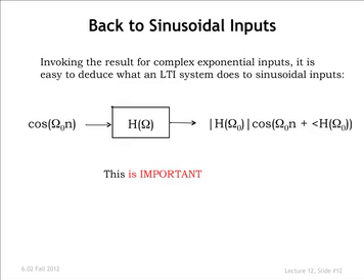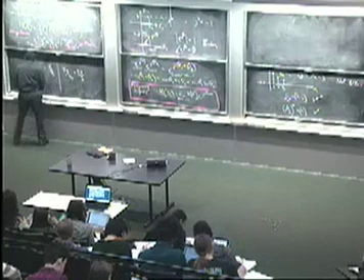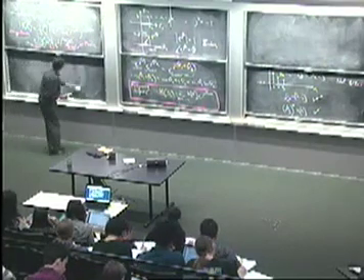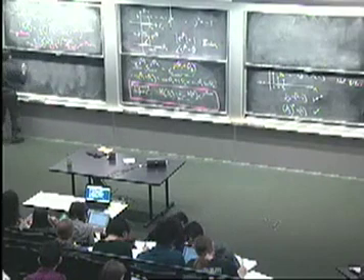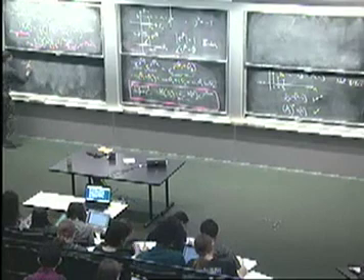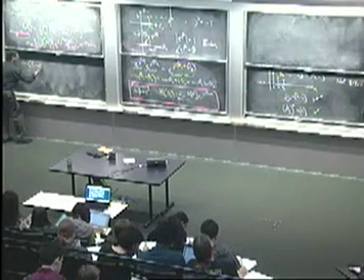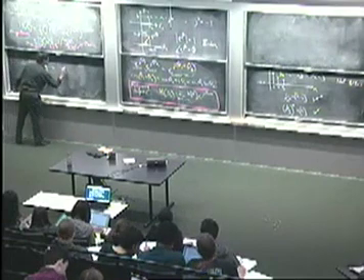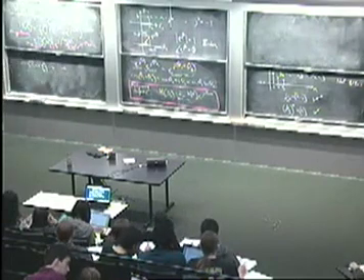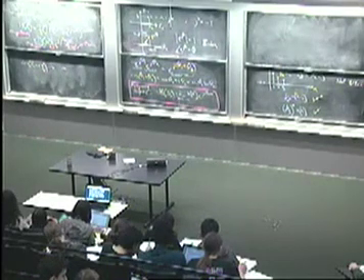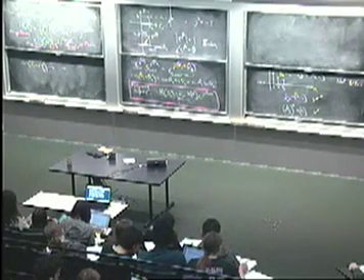What if the cosine was a little more complicated than the one there? Suppose I had cosine omega naught n plus, let's say, pi over 4 going in. What comes out? What do you think comes out? Anyone?